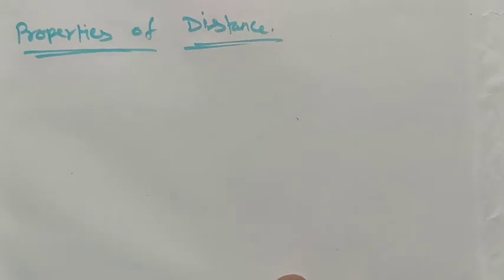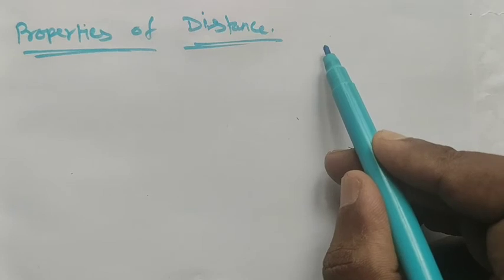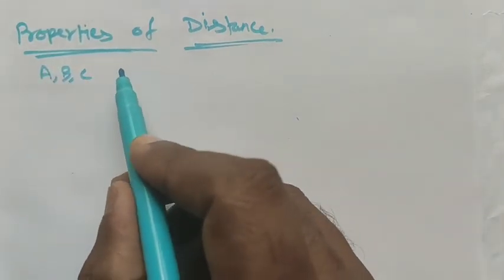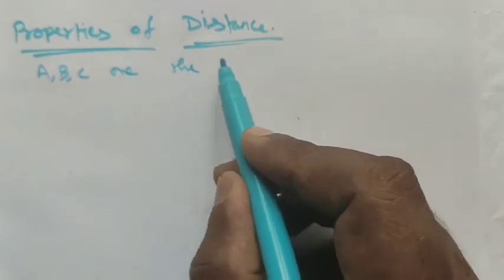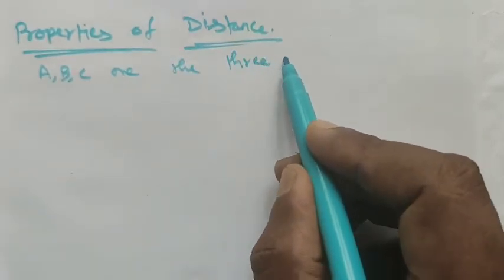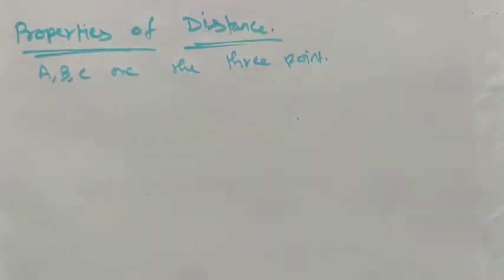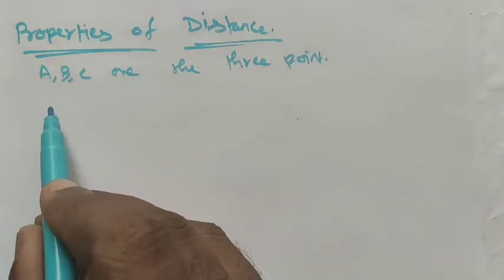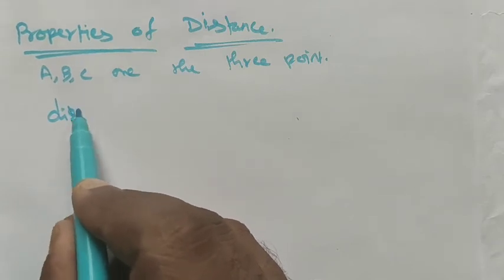Next we see the properties of distance. In properties of distance we take 3 points, that is A, B, C, as the 3 points. Previously we used only 2 points. In the distance formula we are using only the 2 points. Here we have the 3 points A, B, C, and the properties are as follows.